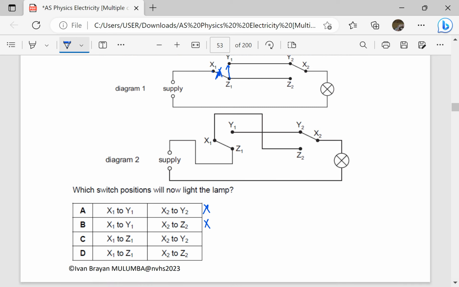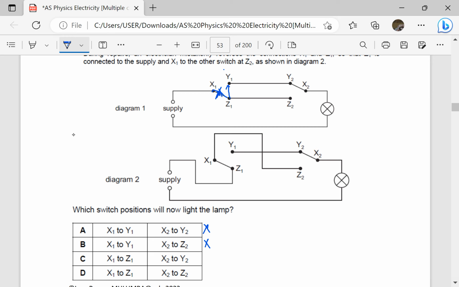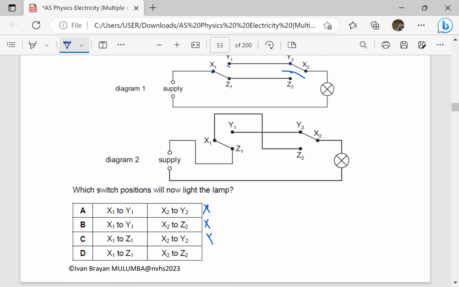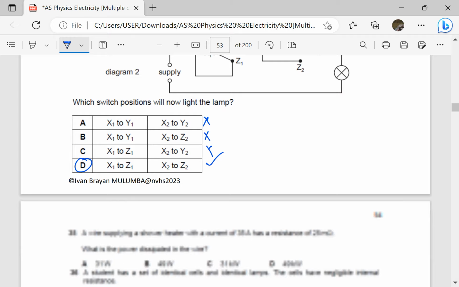Then X1 to Z1, that part is closed, and X2 to Y2. If we close here and X2 is to Y2, it means this part is open, the circuit is incomplete. This will not light. Let's say X1 is to Z1, and X2 is brought to Z2 here. The circuit is complete, so it means this one will work. So our answer is going to be D.